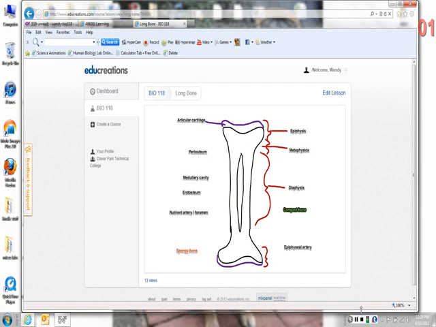The periosteum is going to be the membrane that surrounds the outside of the bone. So all along the outside here, this is going to surround the entire bone. We're going to have periosteum.